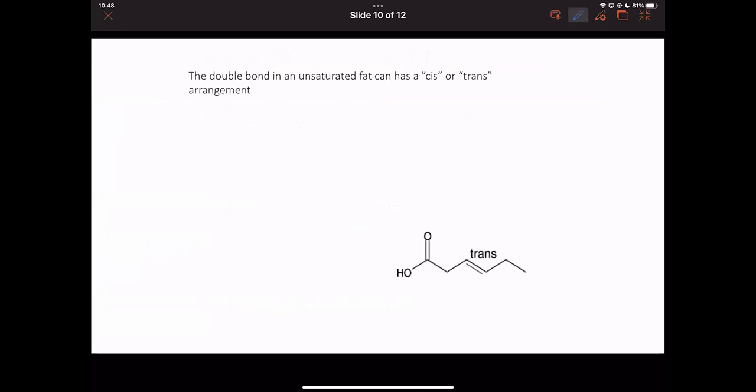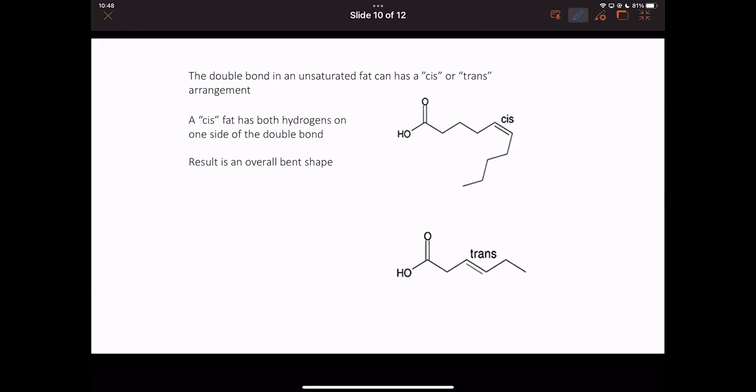So when you have a double bond, that double bond can have an arrangement that is either called a cis arrangement or a trans arrangement. So in the cis arrangement of the double bond, the hydrogens are on one side. So drawing in the hydrogens, they are on one side of the double bond, and the result is an overall bent shape. See how that's kind of a C shape there. So that bent shape can't stack up.